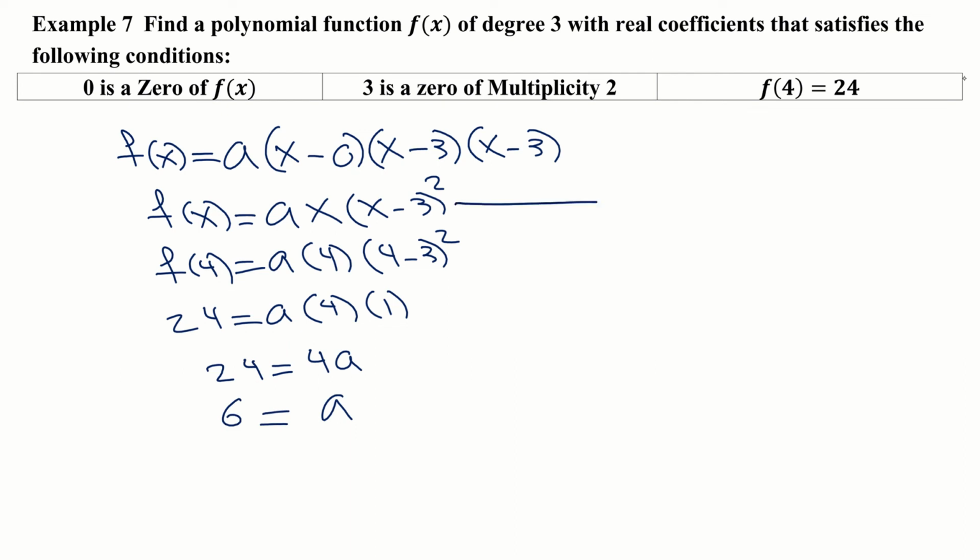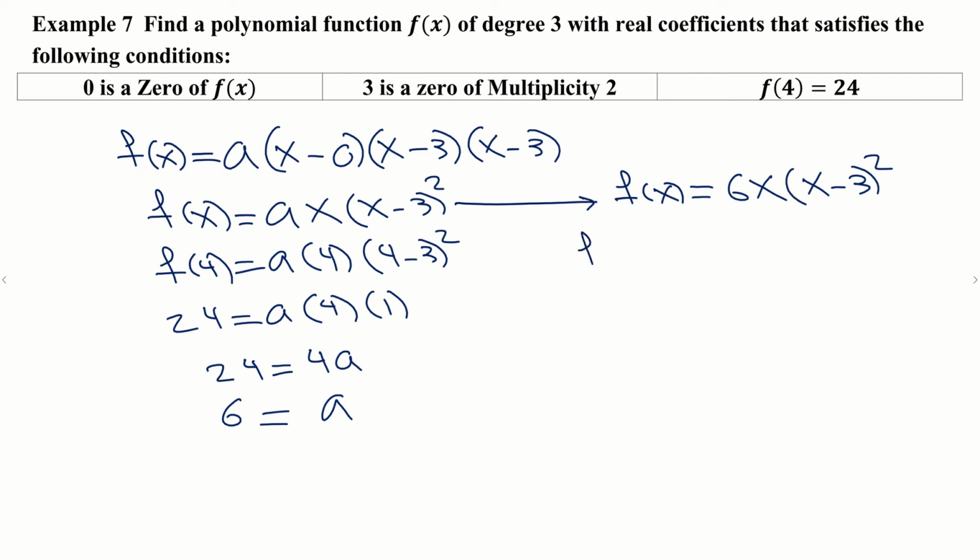So let's take this one and substitute a. So we get f of x equals 6x times quantity x minus 3 squared. Notice this is an adequate answer in itself, but we usually like to expand it out and multiply it out.